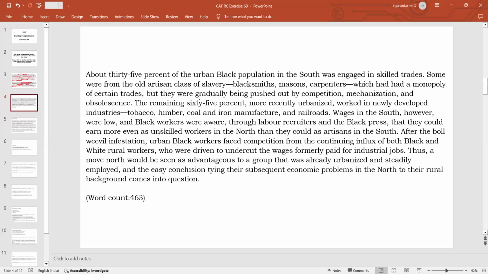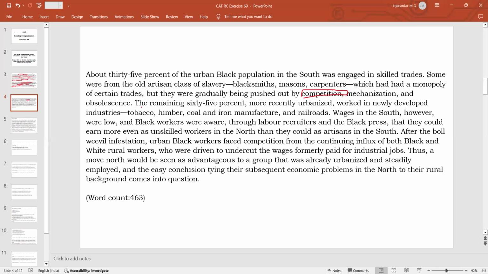And the remaining 65% were in other industries. And all of them were facing problems. The artisans were facing a problem in the sense that their jobs were being mechanized. So there was a lot of competition because of the mechanization. There was some competition for these jobs, which means a lot of other artisans might be coming in.